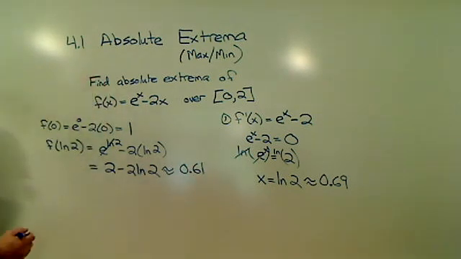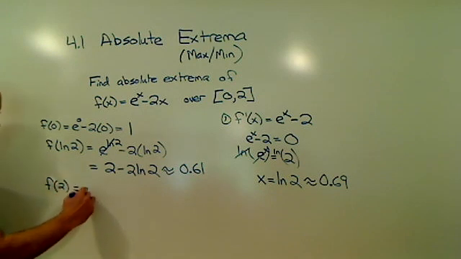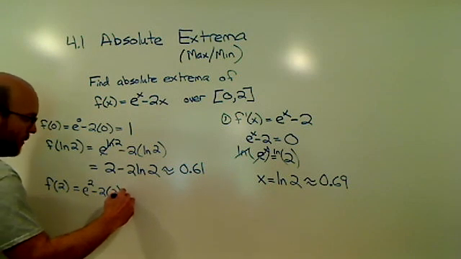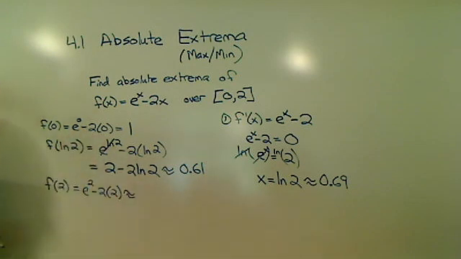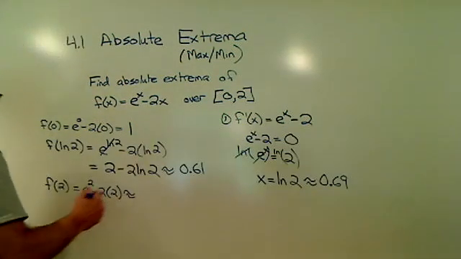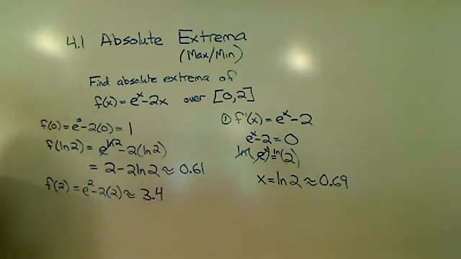Okay. And then finally, if I evaluate f of 2, you're going to end up with e squared minus 2 times 2. e squared is some sort of crazy number. 2 times 2 is 4 at least, but that's definitely another calculator problem. And that comes out to be almost exactly 3.4. So now the easy part.